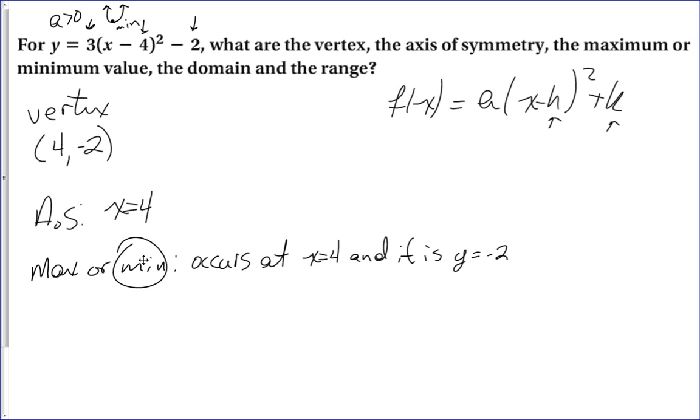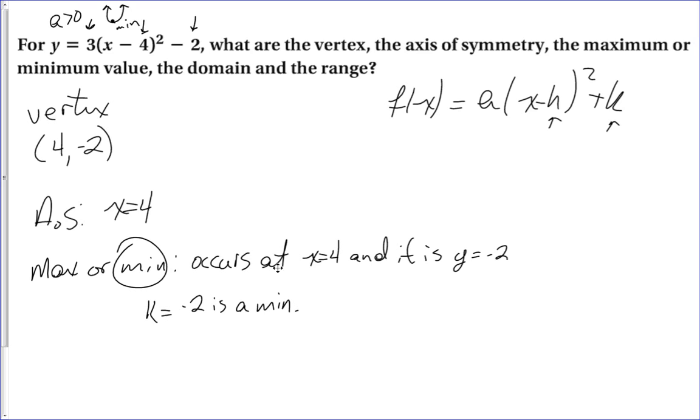Some places you'll see that it'll say that k equals -2 is a minimum. Both of these say the same thing. It just depends on how the person that writes it feels like writing it. You could say your minimum occurs at x equals 4 and it is y equals -2, or you could say k equals -2 is a minimum value, or just a minimum.